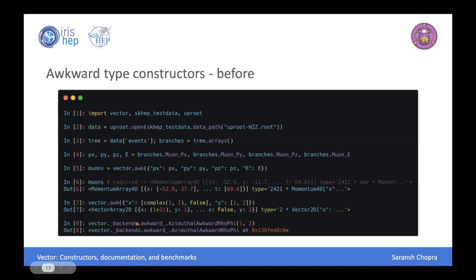Also, the backends module was made public in vector v0.9, and all of the wrappers inside the backend module are also the default wrappers that Python provided. So that was something that could have been worked on.